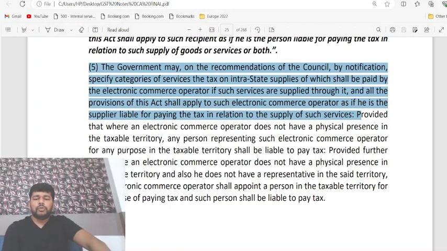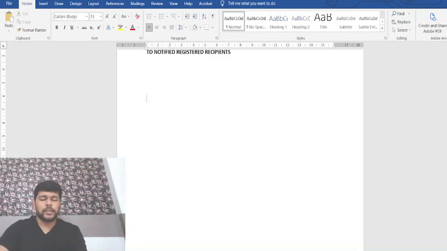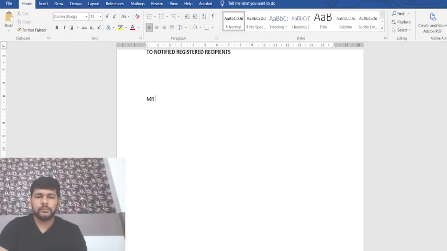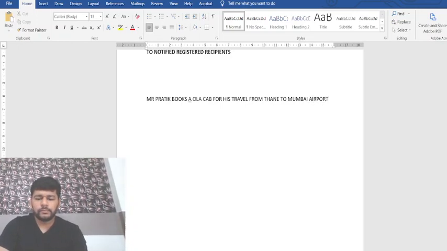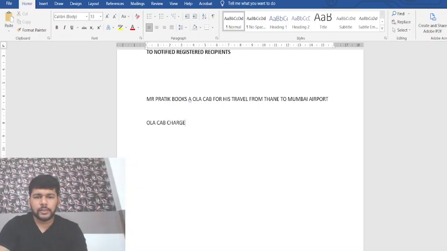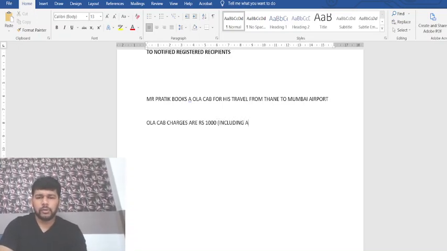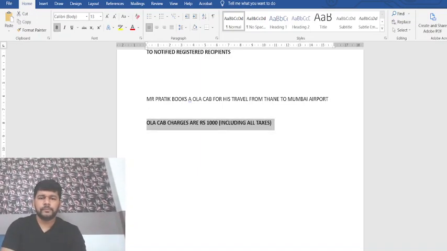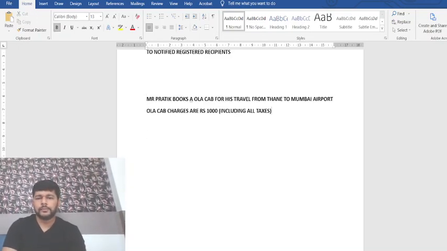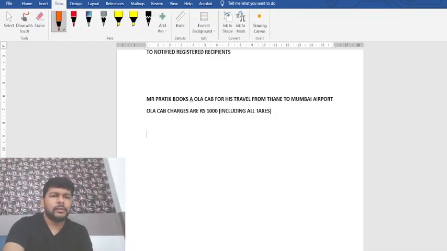I'll give you an example which you may have encountered on a very recurrent basis. Let's say Mr. Pratik books an Ola cab for his travel from, let's say, Thane to Mumbai airport. Ola cab charges are rupees 1000, including all taxes. When you take an example of an e-commerce operator, you know that Ola is an aggregator, right? Now, I'll give you a practical example in this case.